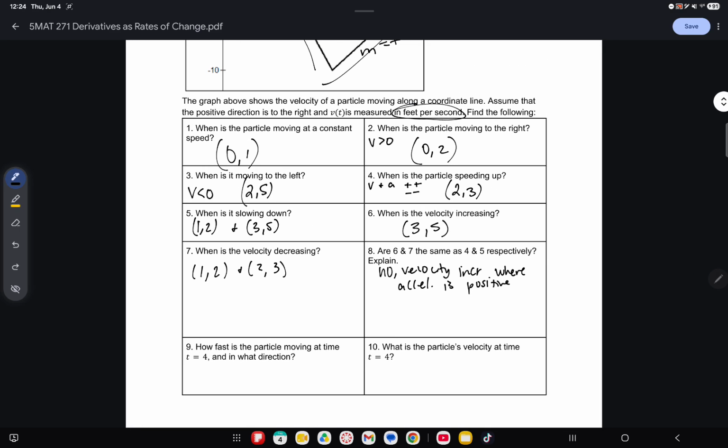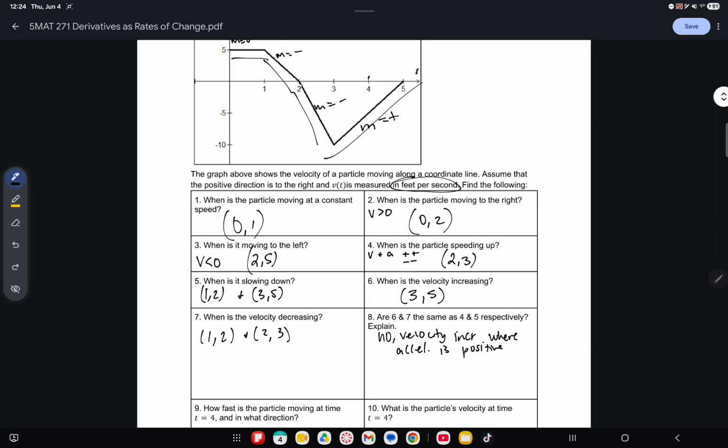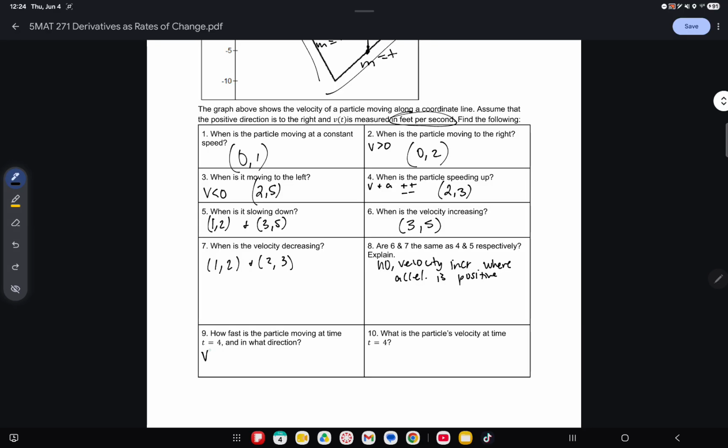All right, how fast is the particle moving at time t equals 4 and in what direction? So time t equals 4, I can go to the graph here. So we want the y value, so -5. So the velocity is -5. We're in feet per second. So how fast? We are going 5 feet per second and directionally to the left.